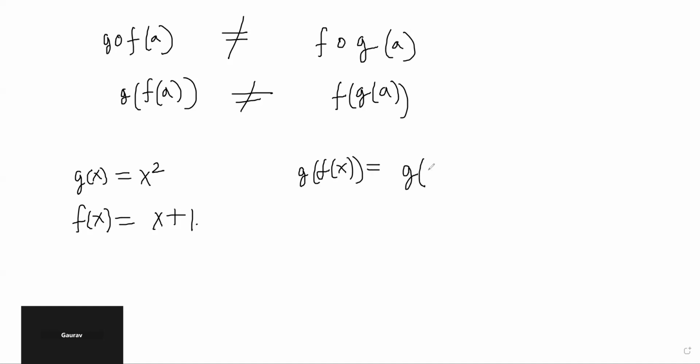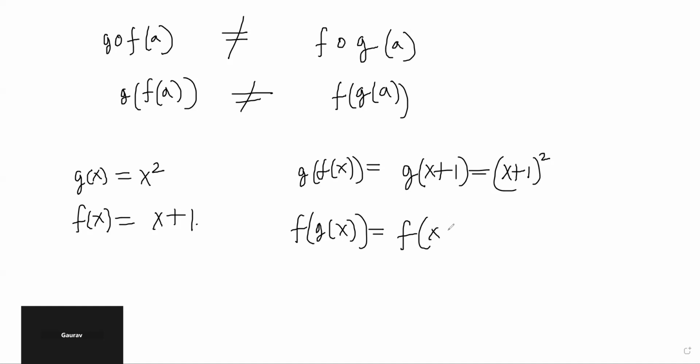g of f of x is g of x plus 1, which will be x plus 1 squared. Whereas f of g of x is f of x squared, which is x squared plus 1. So it is not necessary that when you do composition of g of f of x and f of g of x, they will be the same. In some special cases, it could happen that it is the same, but that is rare. Usually it won't happen, right?